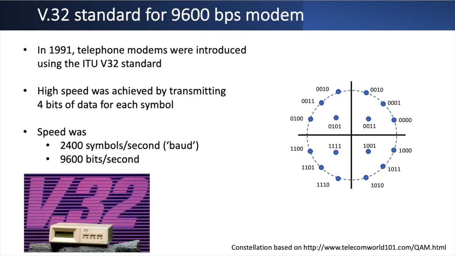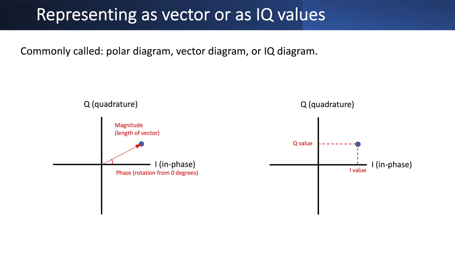So there was the V.32 standard of the ITU, which was 9600 bits per second. And they achieved that relatively high speed at that point in time by transmitting 4 bits of data at the same time. So at any point in time, a symbol was being transmitted representing 4 bits. So the actual data speed was 2400 symbols per second. That was called the baud rate of the modems. But the bit rate was higher, 9600 bits per second. And that was a revolutionary technology at that time, and it did so basically by coding these bits in a number of different ways, as you see in the constellation diagram shown here to the right.